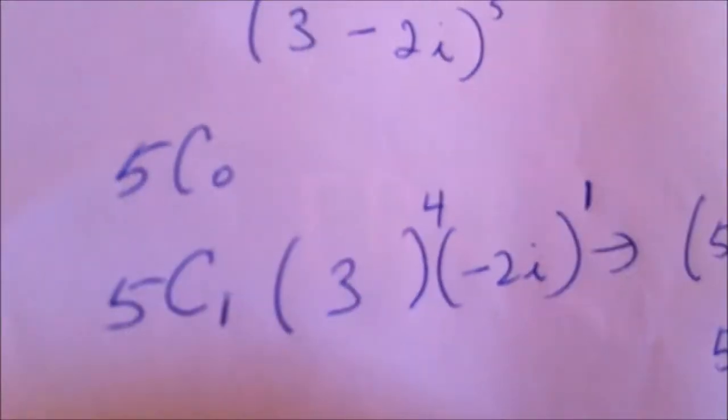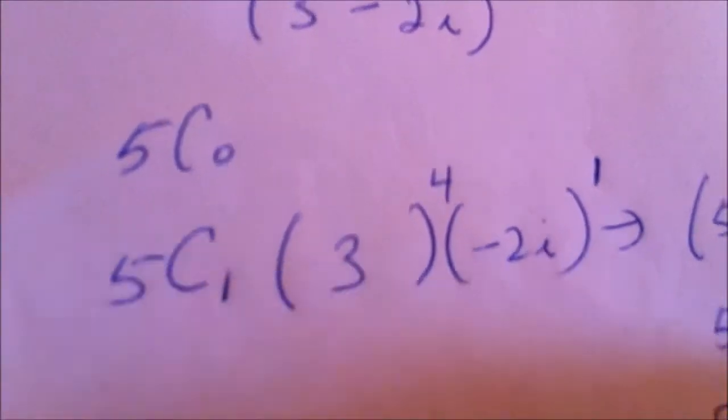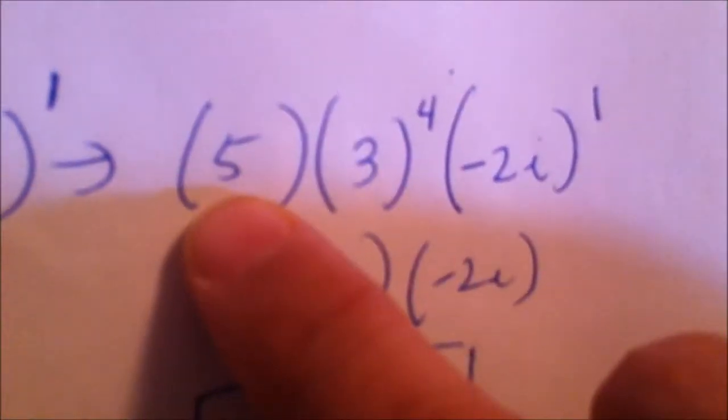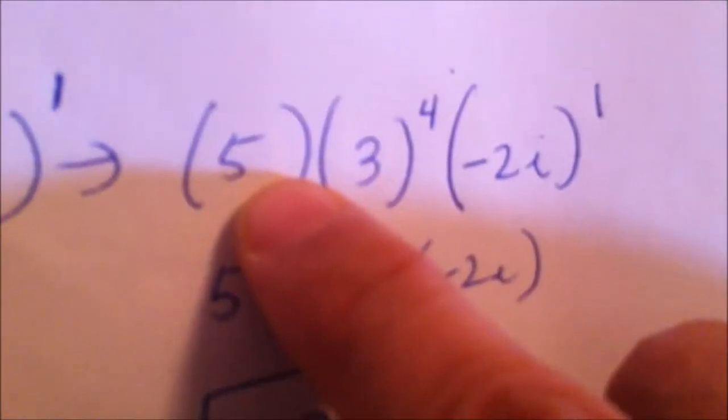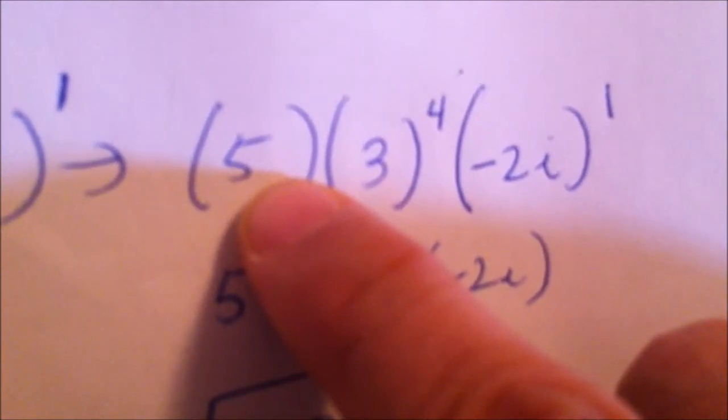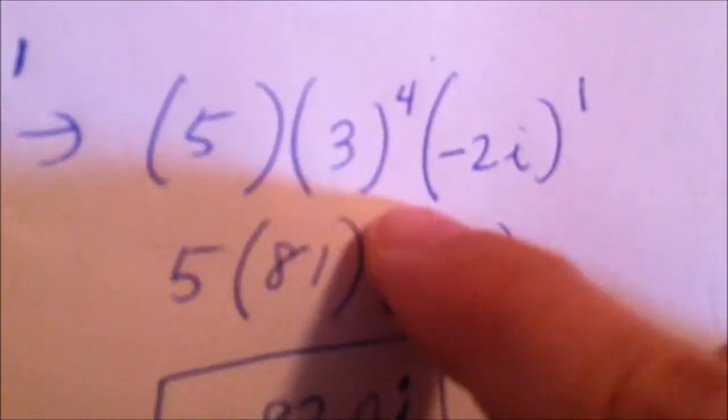This is the front of the binomial. This is the back of the binomial. So that's the first stage. In the second stage, you do 5C1, which is 5. I know you learned Pascal's triangle. You're better off just typing this into the calculator. I mean, you could use Pascal's if you want.